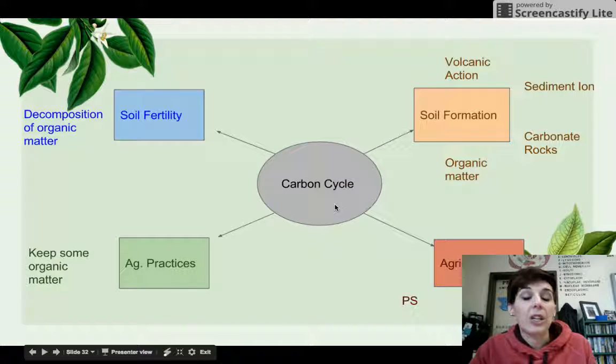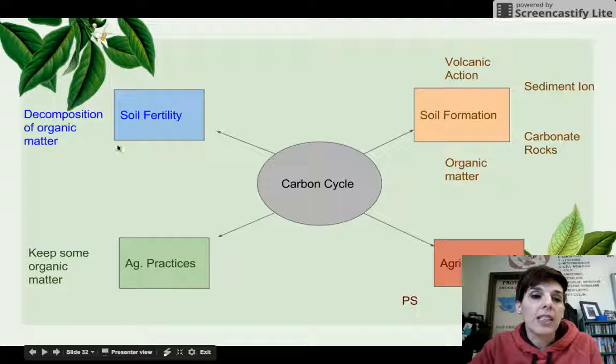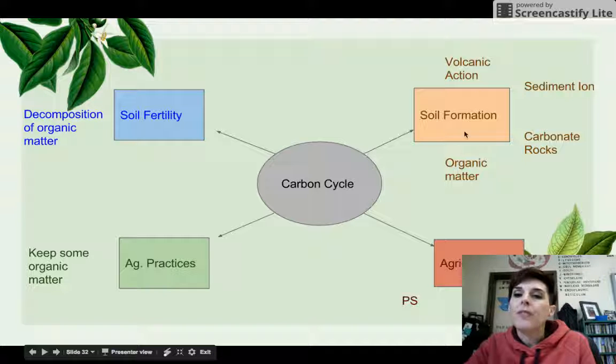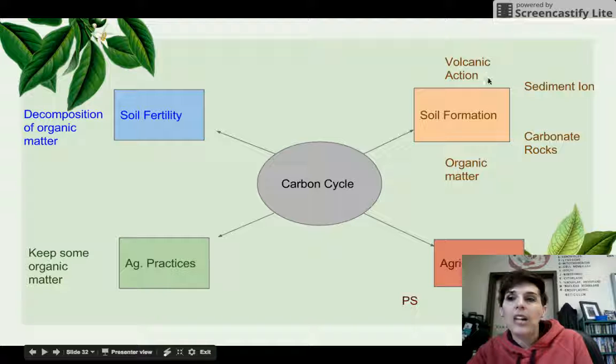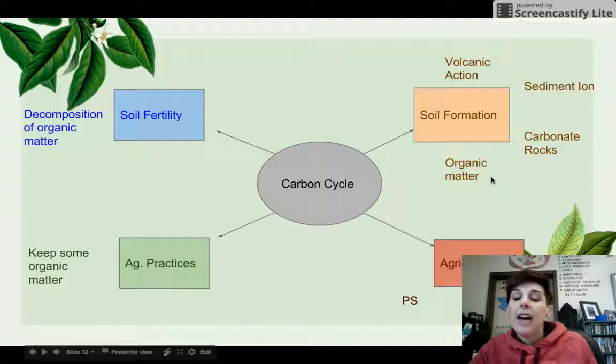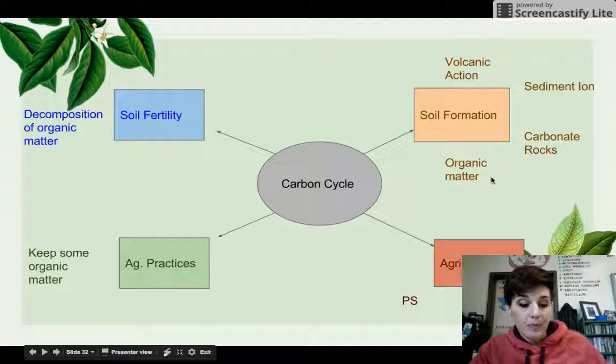Looking at our 4 main pillars again, soil fertility: the carbon cycle is so important for the decomposition of organic matter. For soil formation, soils are formed from volcanic actions, which also gives us sedimentary, carbonated rocks, and organic matter. Now remember, organic matter is simply made up of carbon, hydrogen, oxygen, nitrogen, phosphorus, and sulfates.